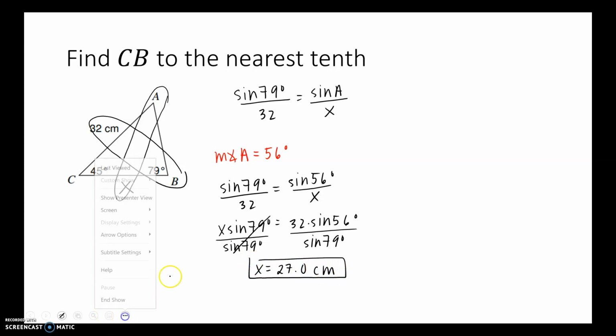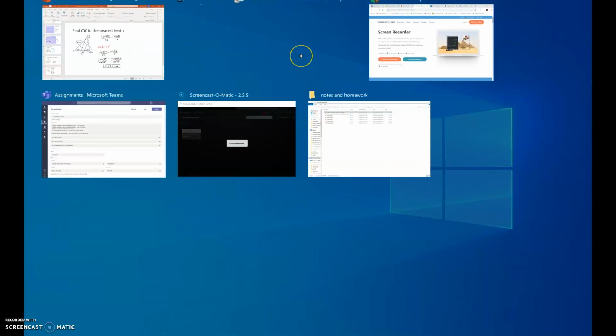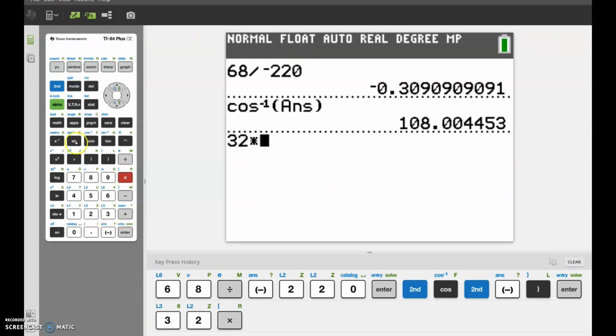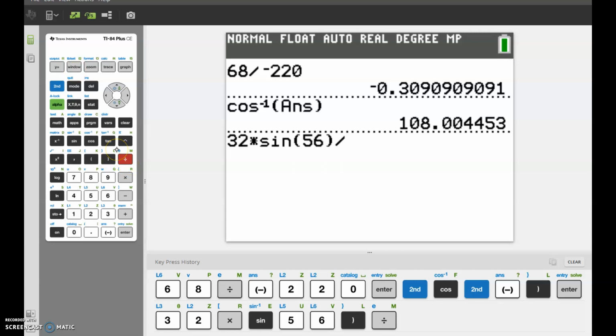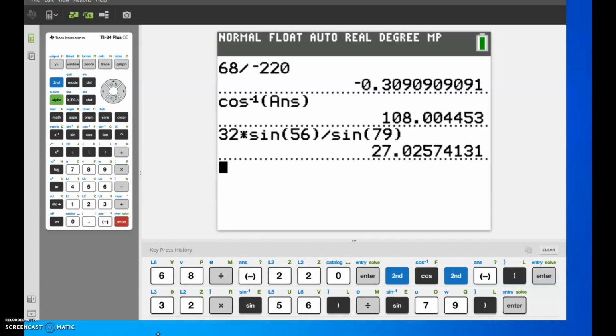All right, and let's go back to the calculator here. So 32 times the sine of 56 degrees, make sure that you're closing the parenthesis after the initial angle measure, divided by the sine of 79 degrees. Close that parenthesis, and there's my answer. Okay, so yes, you could write 27 because the decimal is a 0, but just make sure that if it were anything else, it has to be included.